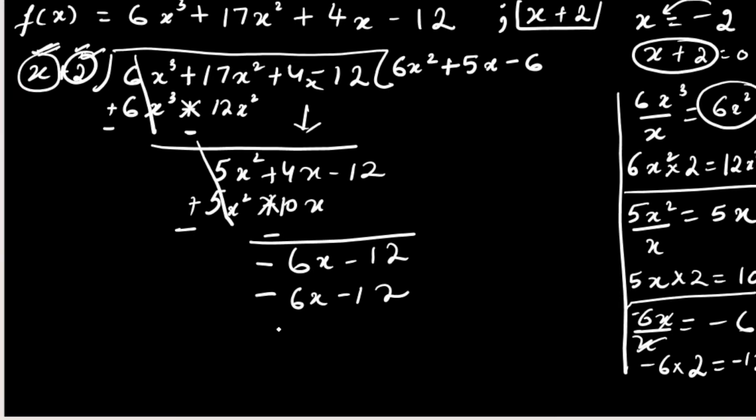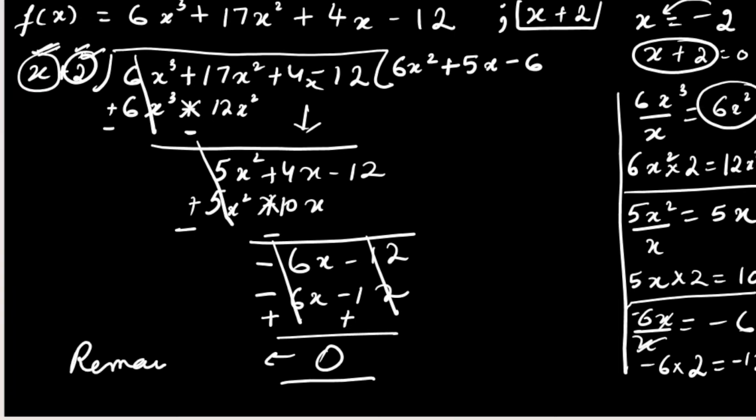Then we will change signs. This negative will be changed to positive. This negative will also change to positive. So 6 minus 6 is 0. 12 minus 12 is also 0. So here the remainder should always be 0. You have to remember the remainder should not be any other number, because this x plus 2 is a factor of this. So the remainder should always be 0 because we are dividing by a factor.